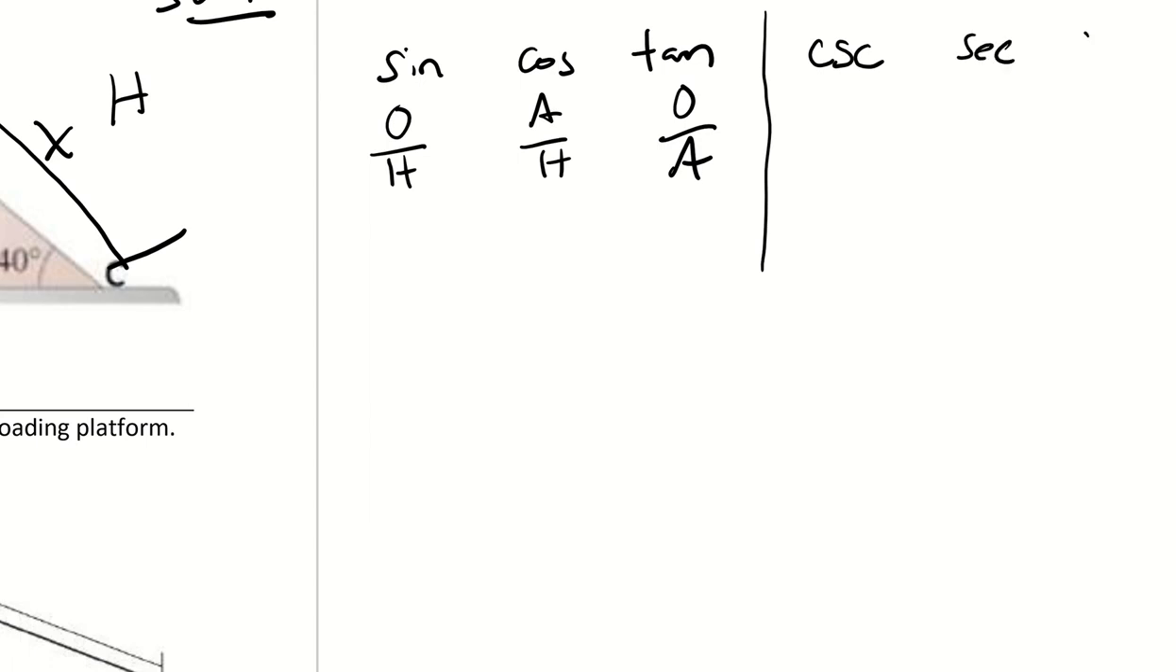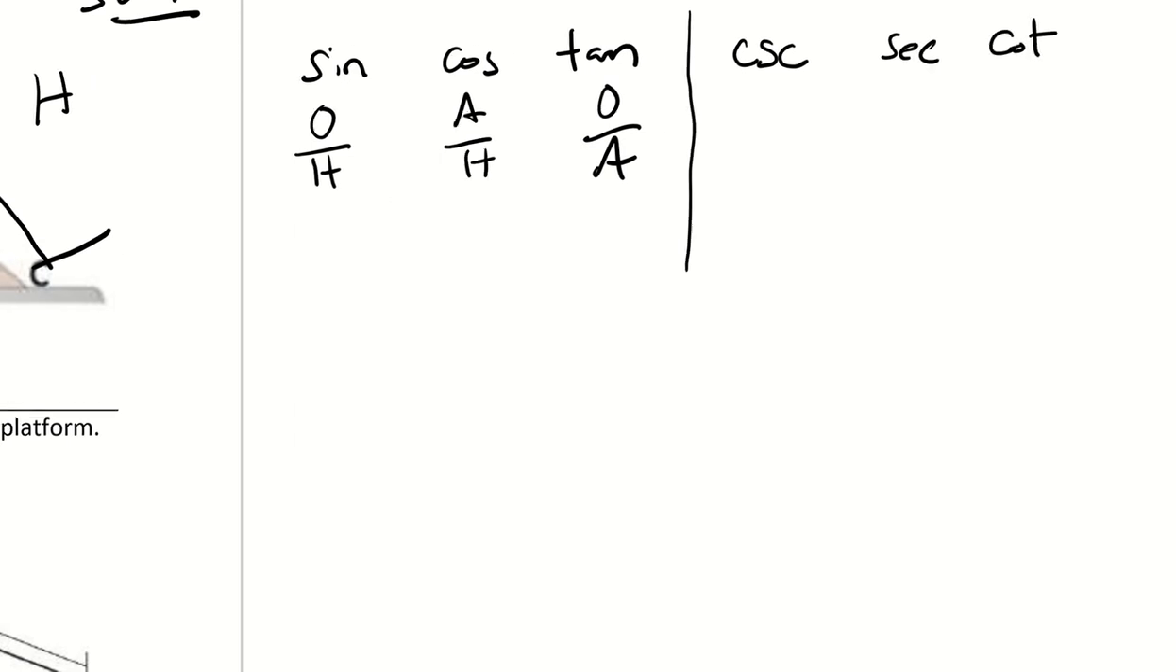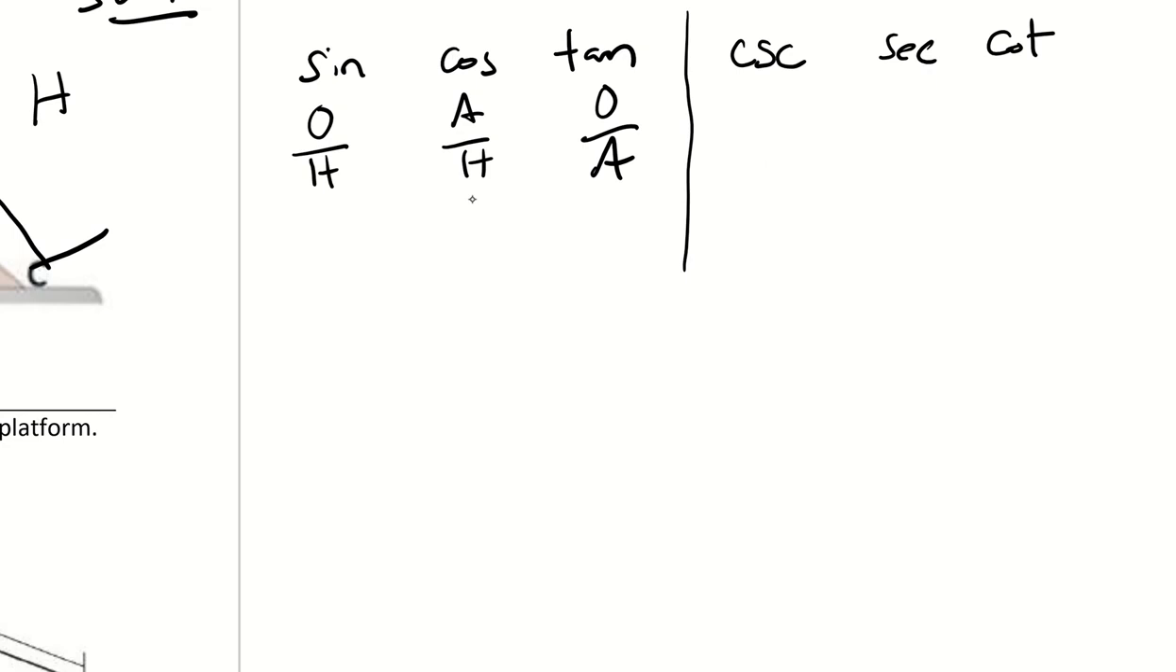secant, and cotangent. Okay? So cosecant is the reverse of sine. So I'm going to put these in red to show you that they're similar, and these in green. Okay, so cosecant is hypotenuse over opposite. And then secant is the reverse of cosine, so hypotenuse over adjacent. And then cotangent is the reciprocal of tangent, so it's going to be adjacent over opposite. So if you do the reciprocal, it gives you the other trig function.